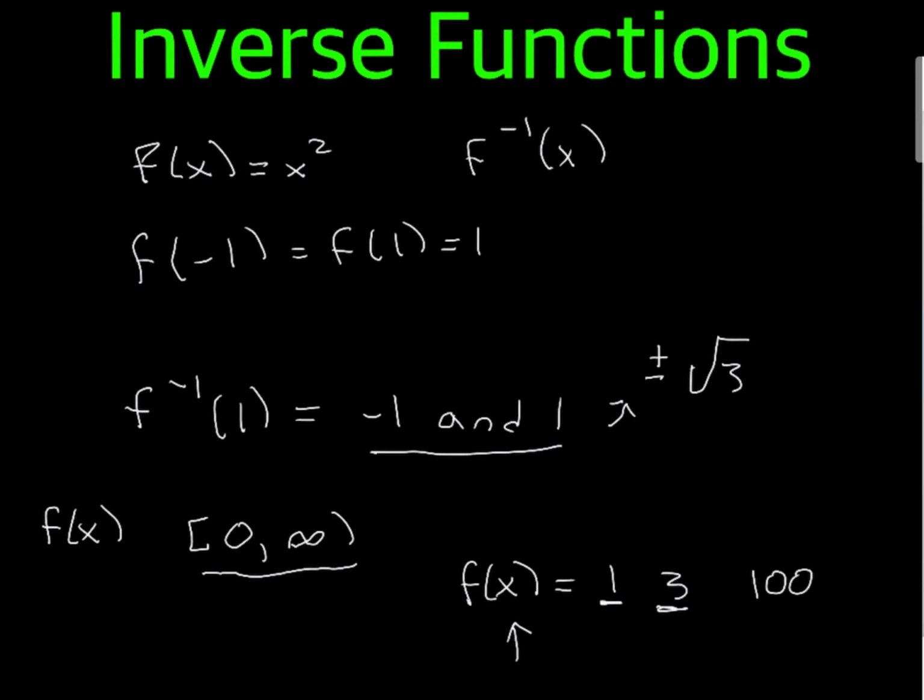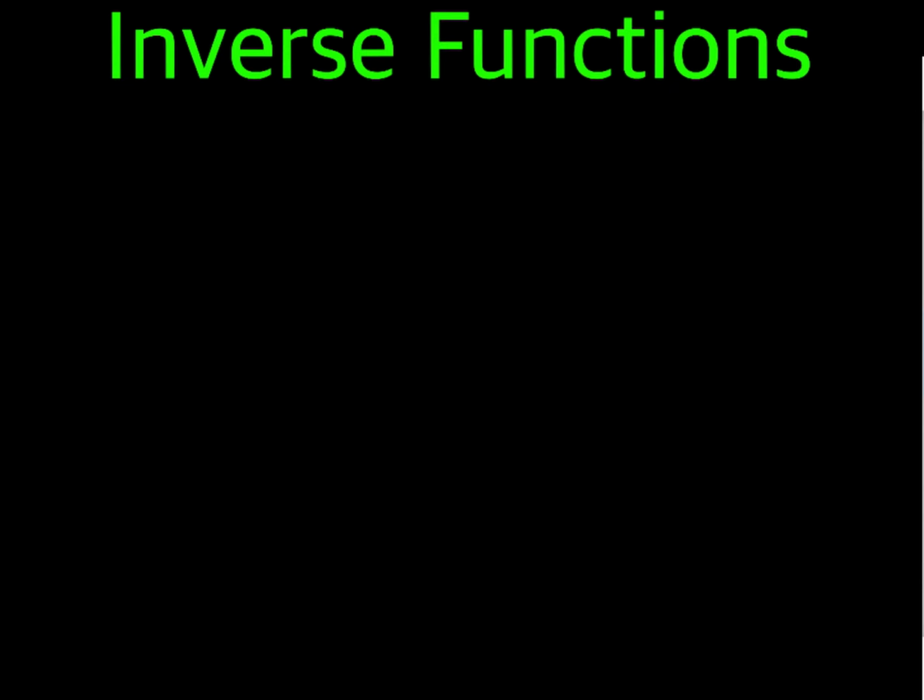Now, that's just one function. What about all the functions? How do we tell if a function has an inverse? We don't want to go through the long, tedious process of finding an inverse, only to find out that it doesn't have one. Well, that's where the horizontal line test comes in.